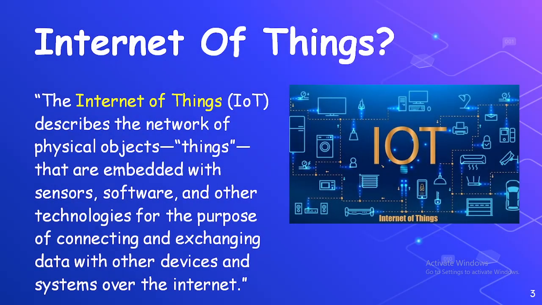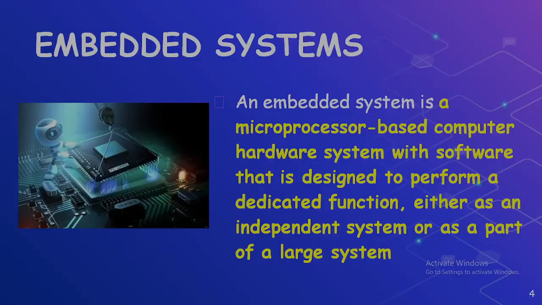First, we are going to see about the Internet of Things. The Internet of Things describes the network of physical objects that are embedded with sensors, software, and other technologies for the purpose of connecting and exchanging data with the other devices and systems over the Internet.